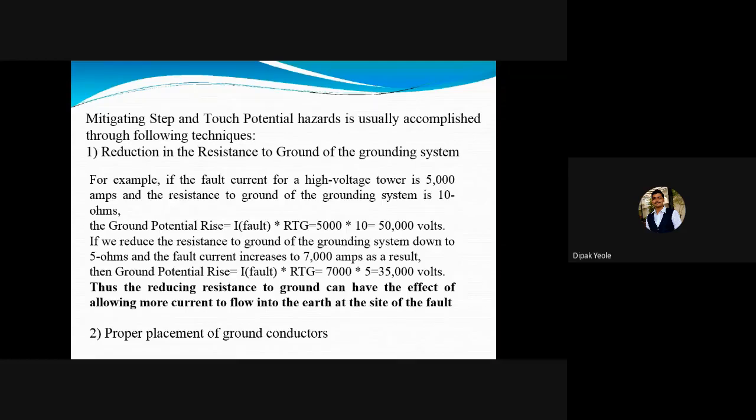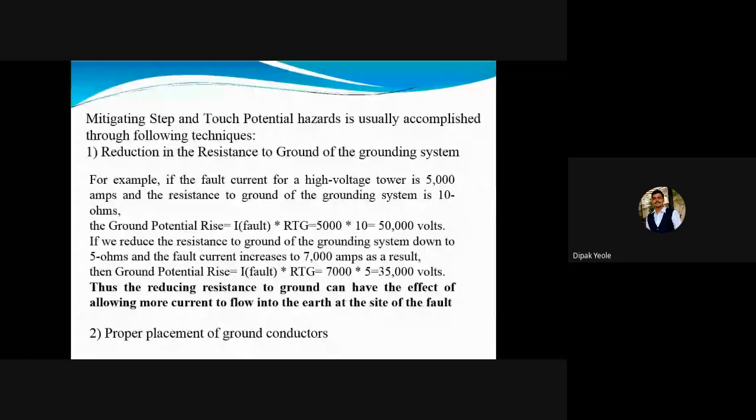For example, if the fault current of high voltage tower is 5000 and the resistance to ground is 10 ohm, then we have to calculate the ground potential rise. आपण काल काढलं होतं बघा, ground potential rise is nothing but voltage drop. The current which is faulted, and you can say this is the resistance to ground. So 5000 into 10, it comes as 50,000.